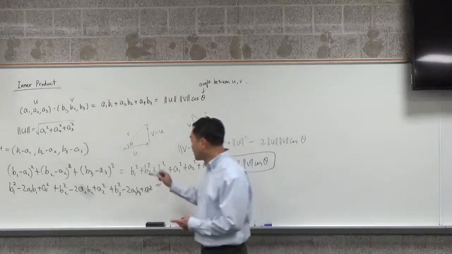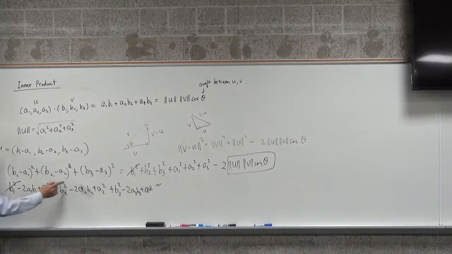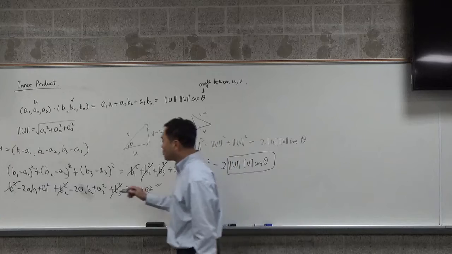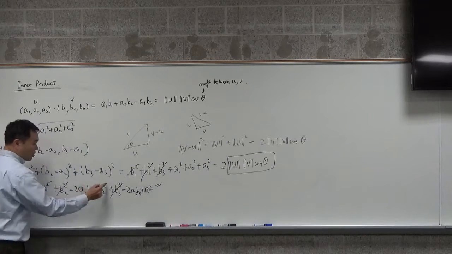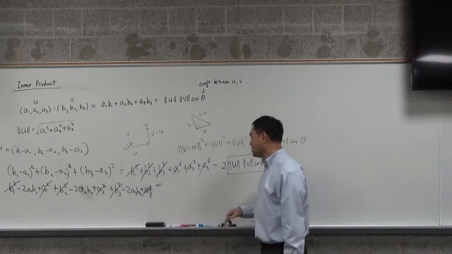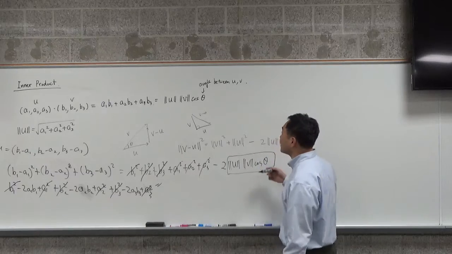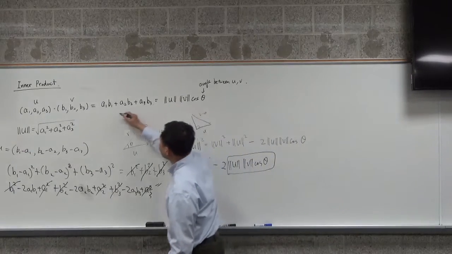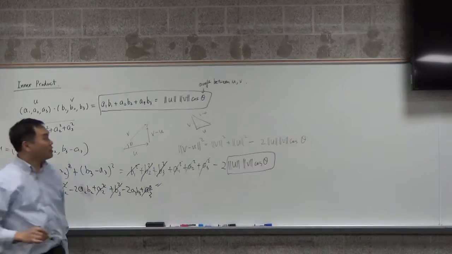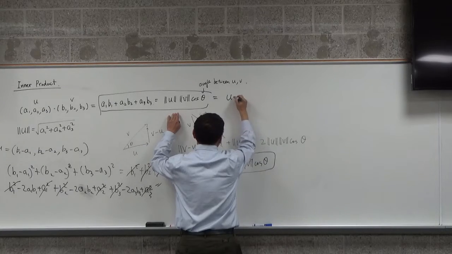B1 squared, right? So that cancels. And then B2 squared, B3 squared, those cancel away. What else? A1 squared, A2 squared, A3 squared, those cancel away. And then you divide by -2, all the negatives go out. And now you have this identity that this is indeed equal to this. So I just proved this, right? And we call this quantity U dot V.